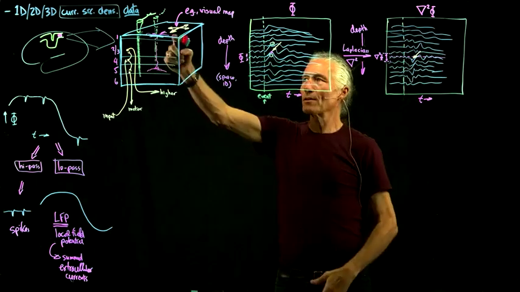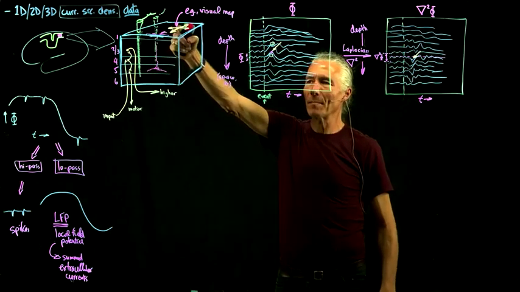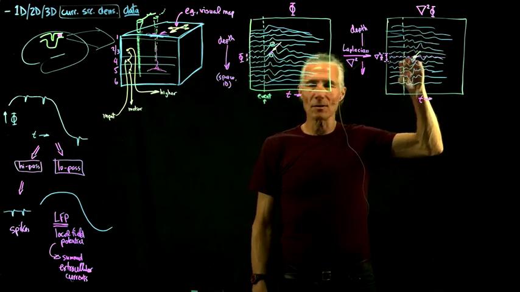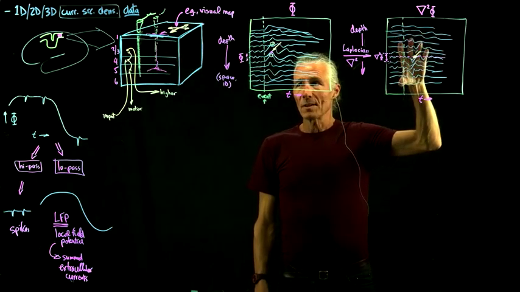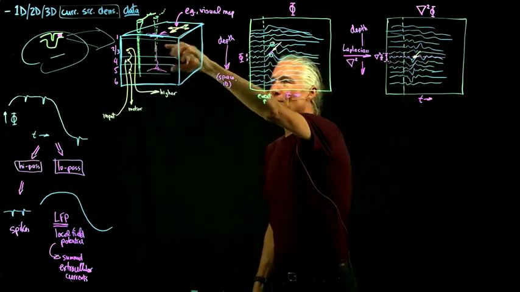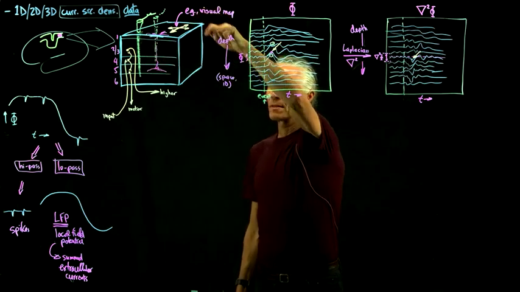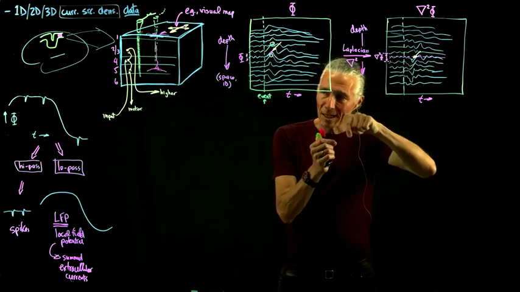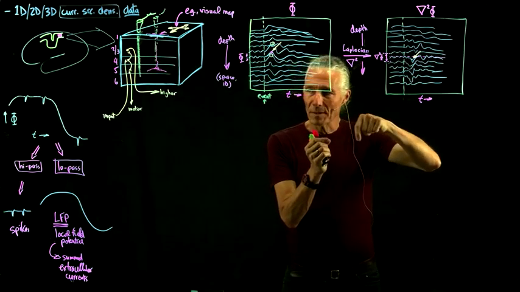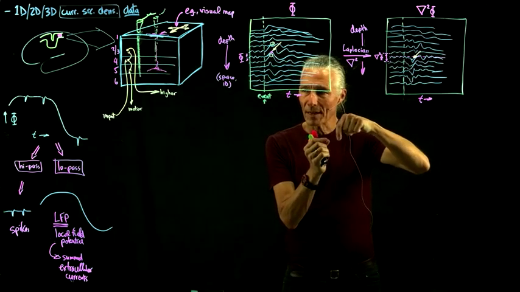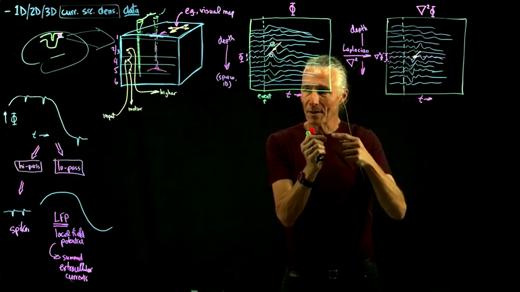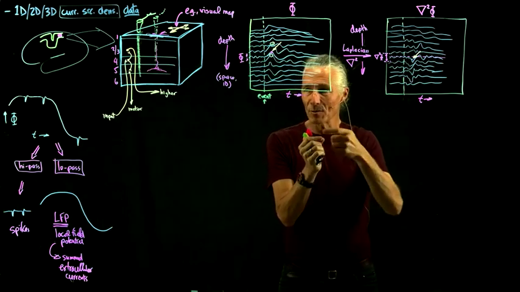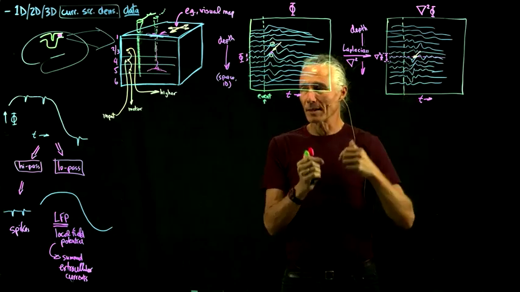And the fact that the current source density pattern with depth doesn't change very rapidly when you move to some other part of the cortex suggests that we don't see sudden changes as you move to nearby parts of the cortex, suggesting that there aren't large lateral flows of current that are detectable at a distance.